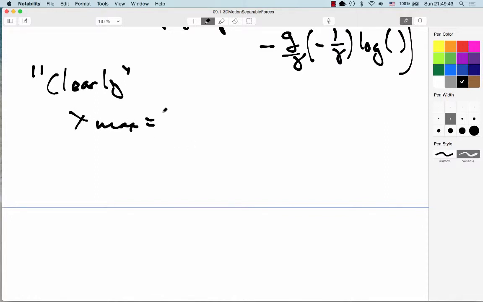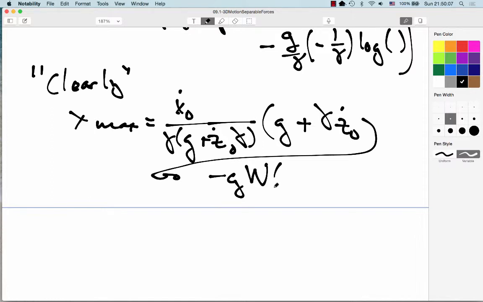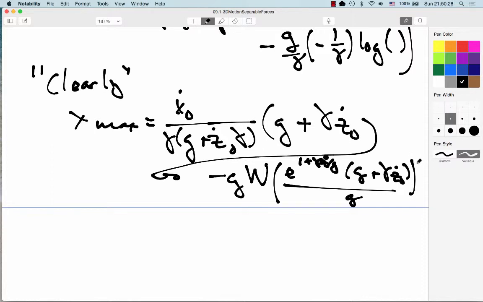x max equals x naught dot over gamma times g plus z naught dot gamma times g plus gamma z naught dot, minus, so just continuing over here, g times W of e to the 1 plus gamma z naught over g times g plus gamma z naught dot, all over g. Let's see, yeah, one more parenthesis, there we go.